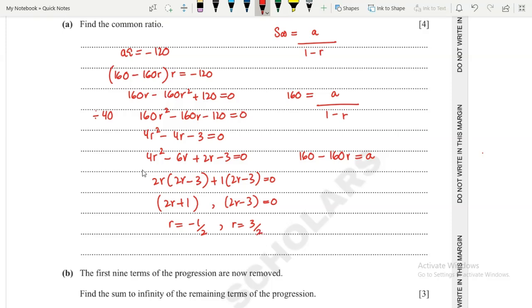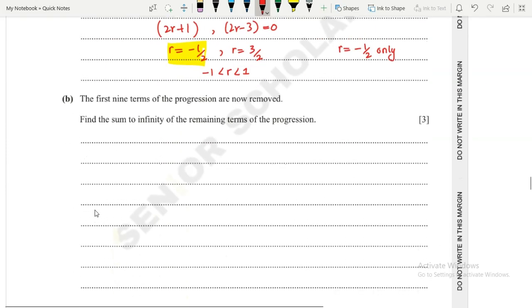Now I told you that the sum to infinity is only possible when it is converging, or r is less than 1 and greater than minus 1. So according to this, you can see that r is equal to minus half will be the correct answer here. So we are going to take r is equal to minus half only. You can just write in the end r is equal to minus half only. Okay, so this will be our common ratio.